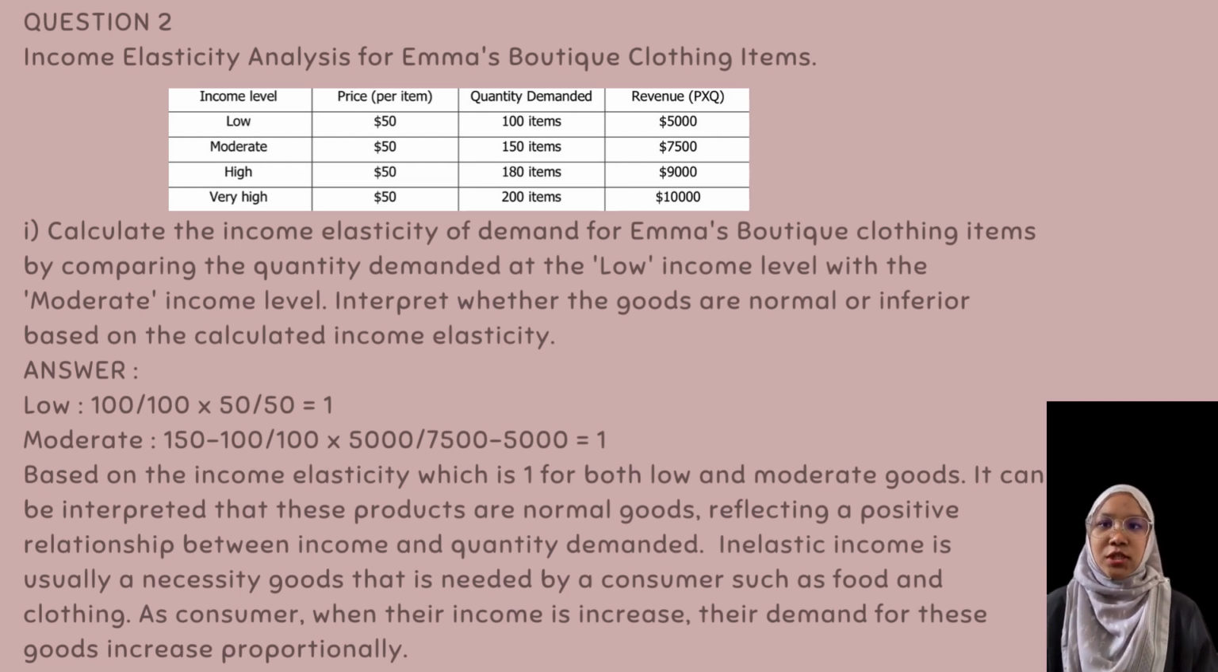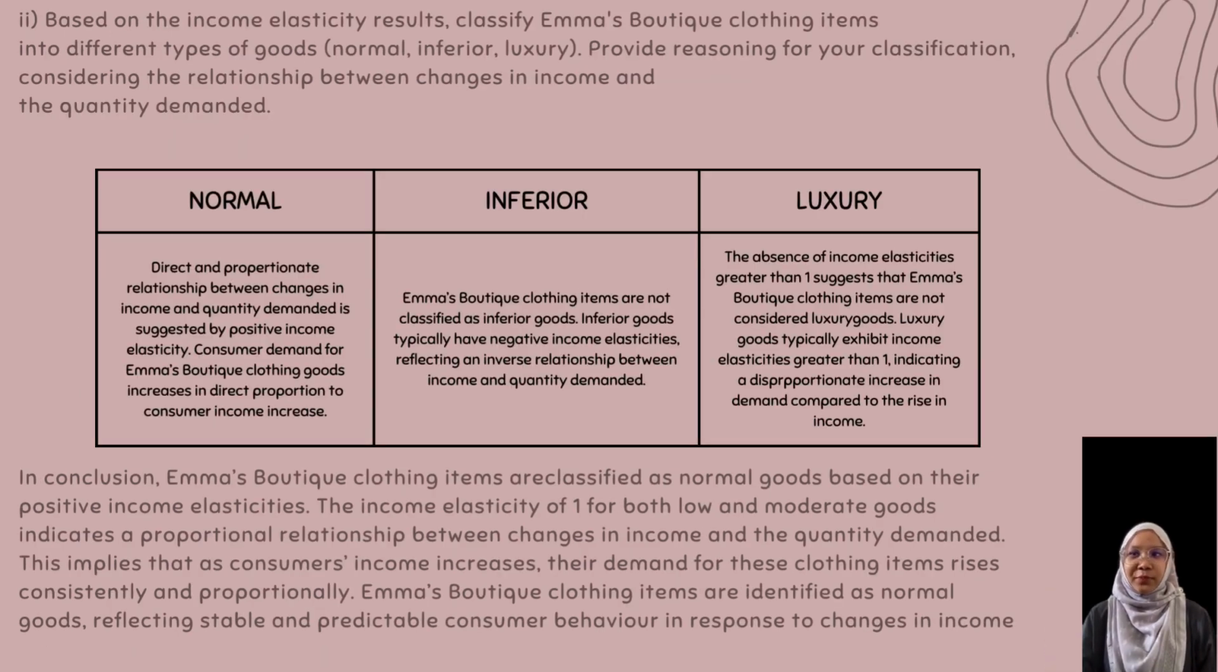Inelastic income is usually a necessity good that is needed by a consumer, such as food and clothing. As consumers' income increases, their demand for these goods increases proportionally. For Roman 2, based on the income elasticity result, classify Emma's Boutique clothing items into different types of goods: normal, inferior, and luxury. Provide reasoning for the classification, considering the relationship between changes in income and quantity demanded.